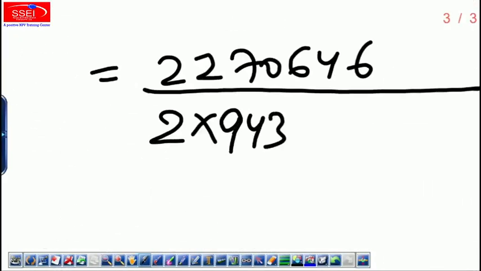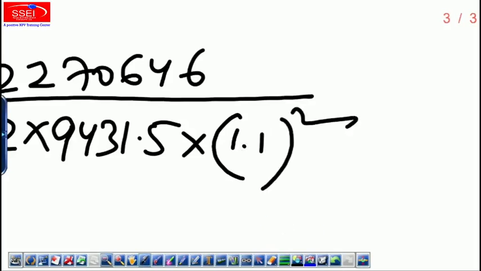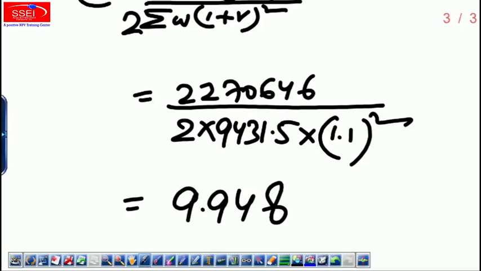2 into 9431.5 into 1.1 square. Yes, please note this figure. 22,70646 divided by 2 into 9431.5 into 1.1 square. Let me check again. It's coming to 9.948. Convexity is the rate of change of duration.